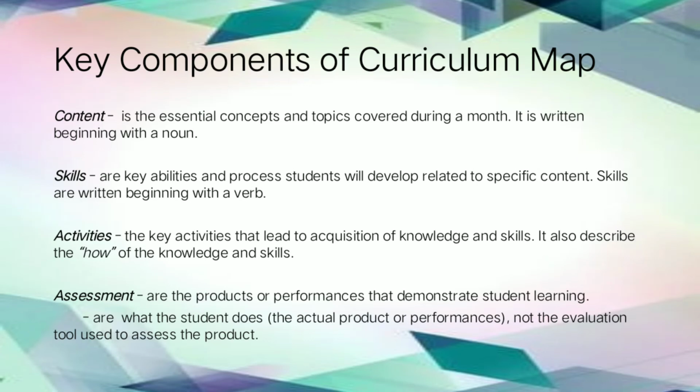The next one is the activities. The key activities that lead to acquisition of knowledge and skills. It also describes the how of the knowledge and skills. Examples of activities: writing persuasive letters to local officials, analyzing water samples from local rivers, critiquing a work of art. This means that the learner is going to think and apply the skill he or she learned.